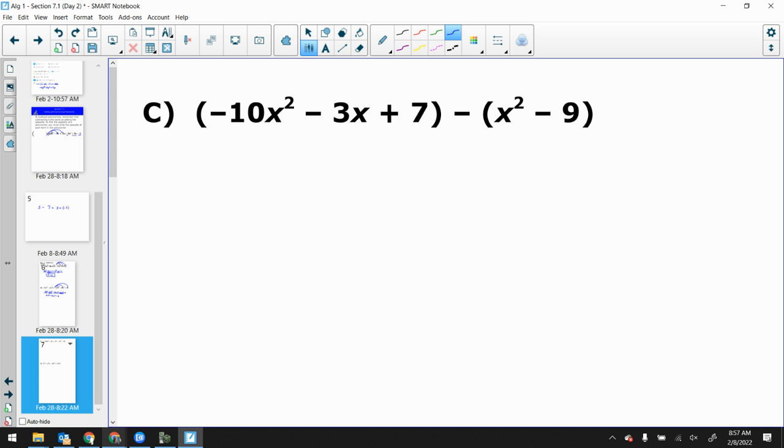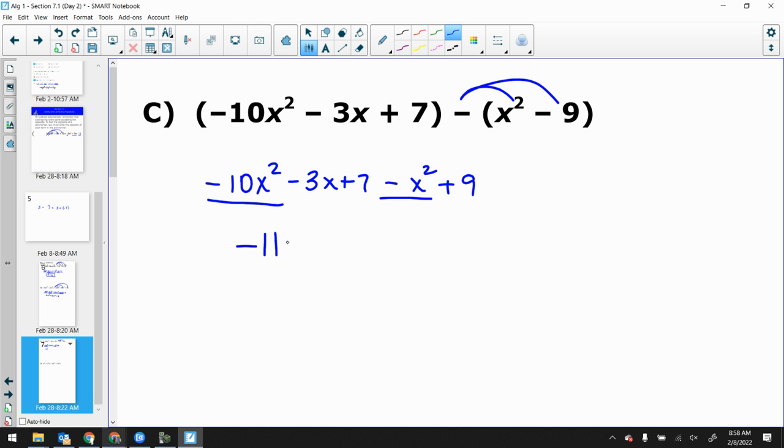All right. So let's distribute in this negative on the right side. Left side stays again exactly the same. Distribute on the right side. This becomes a negative x squared, and then this plus 9. Watch out for that. It's always when you're distributing a negative that people tend to make their mistakes. All right, now we combine like terms. We have a negative 10 and a negative 1 to make negative 11. A negative 3x. Does that have anything to combine with it? Just drop it down. Positive 7, positive 9, a plus 16.